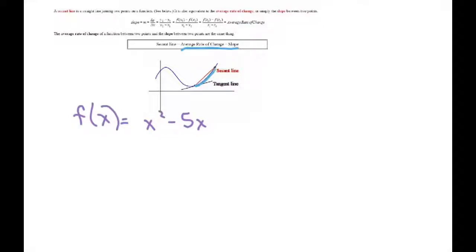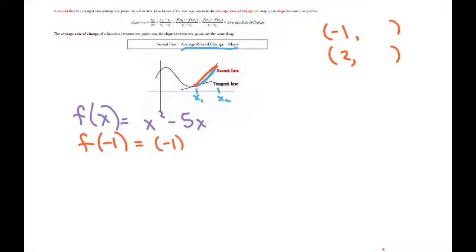So there's the curve, and you have 2 x values, x sub 1 and x sub 2. And you just connect those 2 points, and that's your average rate of change. So basically, we want to go from -1 to 2. We need to find our y values. So let's plug in -1. So you get -1 squared minus 5 times -1, which equals 1 plus 5, which equals 6.